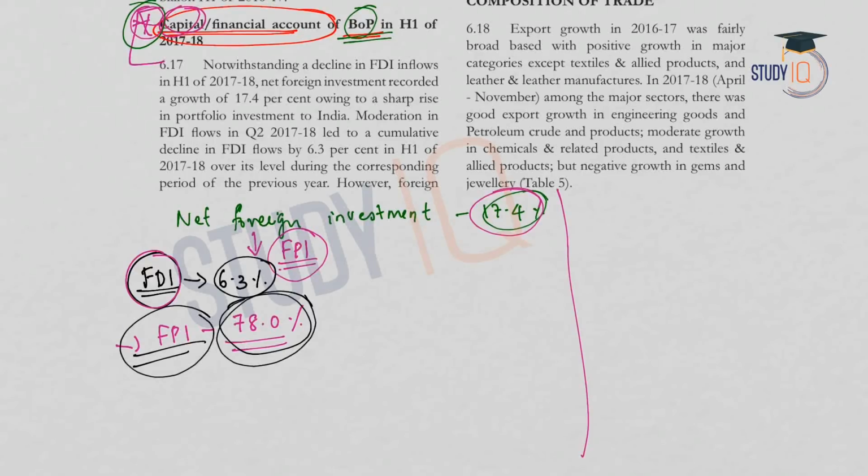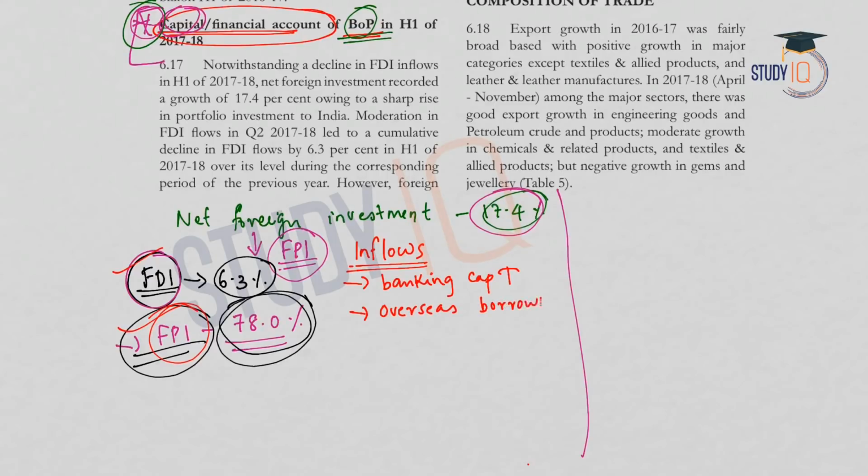So now the portfolio investment sector is experiencing a different scenario, which we will discuss very soon after explaining this. Now, because of this increase in the portfolio investment, the net foreign investment, which takes into account both FDI and FPI, increased. And if we analyze the factors which had led to more inflow, we will see that the banking capital had increased, the foreign banking capital increased, also overseas borrowings increased.